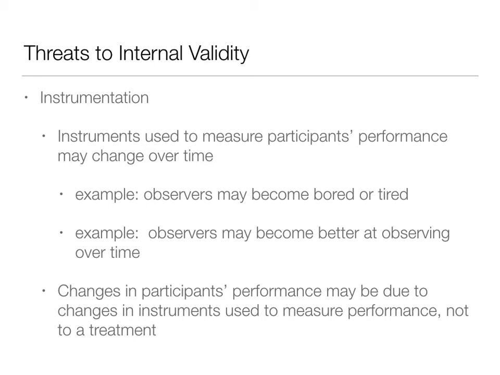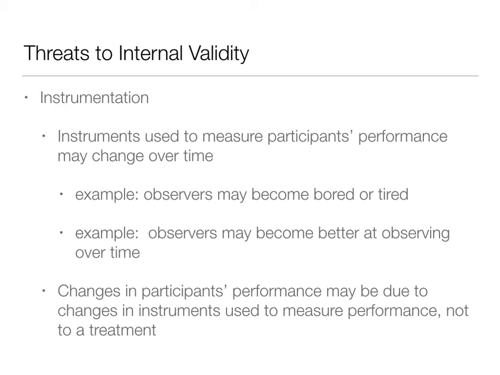So the problem with all of these is now we don't know what's happening. We don't know what is affecting that change on that dependent variable. Is it our independent variable or is it instrumentation? Is it testing? Is it attrition? Is it maturation? Is it history? Is it one of these things that's going on that's affecting this outcome?